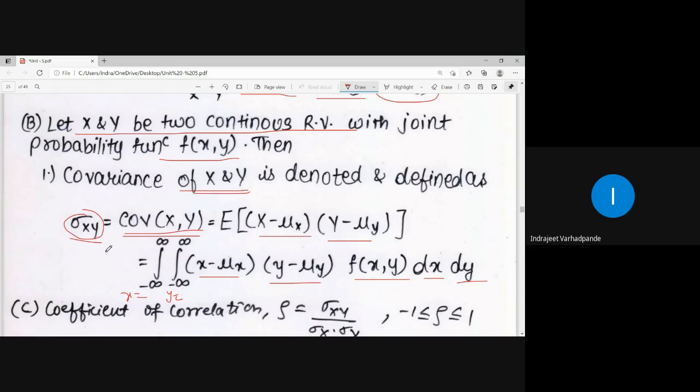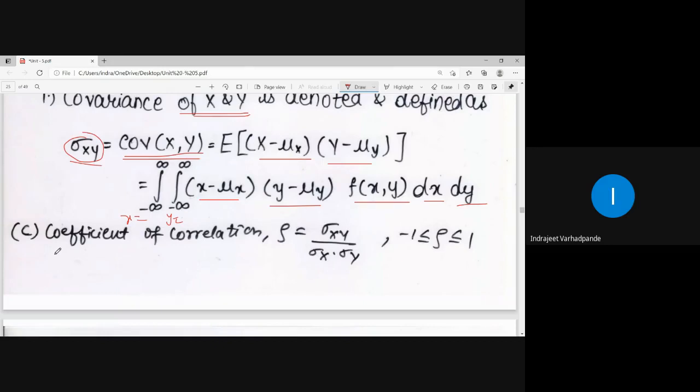Sigma x square is the variance of x. Sigma y square is the variance of y. An additional quantity that can be asked apart from this is the coefficient of correlation. What is the coefficient of correlation? It is given by rho equals sigma xy upon sigma x into sigma y. Means we have to find the covariance of xy, then sigma x as well as sigma y, which is nothing but the square root of the variance, and that ratio always lies between -1 and 1.